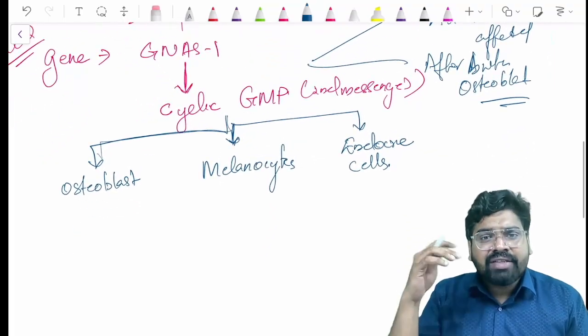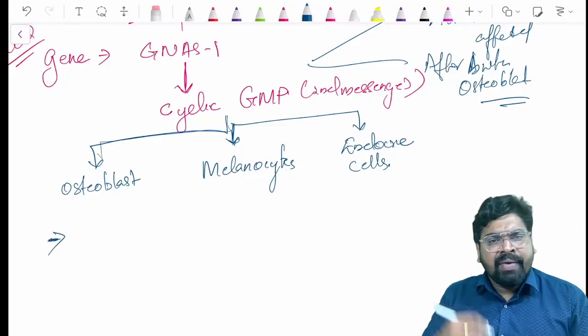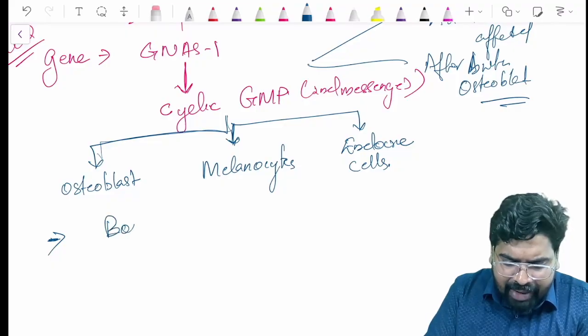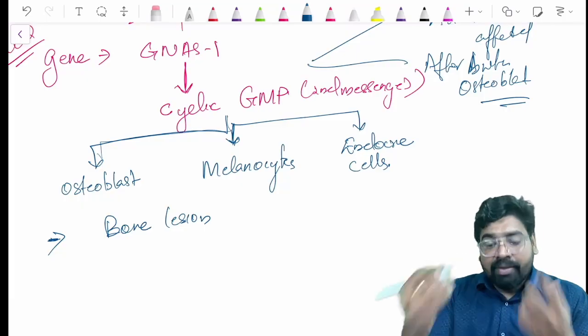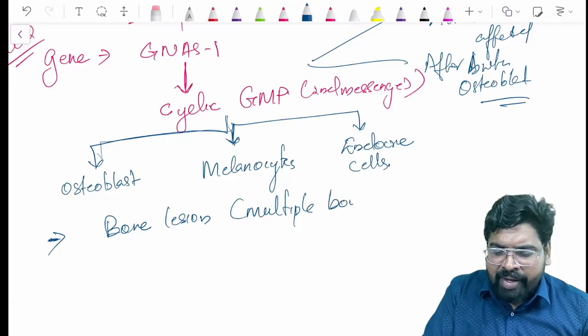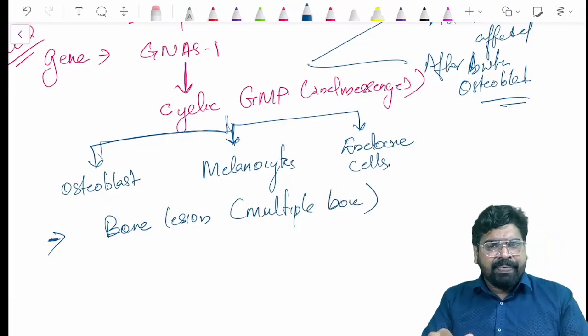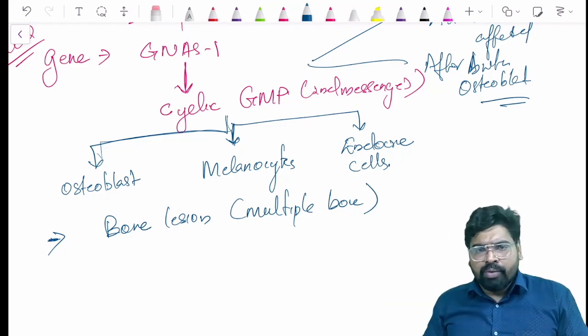So when all the 3 cells are affected, you can see bone lesions. Osteoblasts will cause bone lesions. There is swelling of the bone, and it will affect multiple bones. It will affect almost all the bones because the mutation has happened at a time of development.